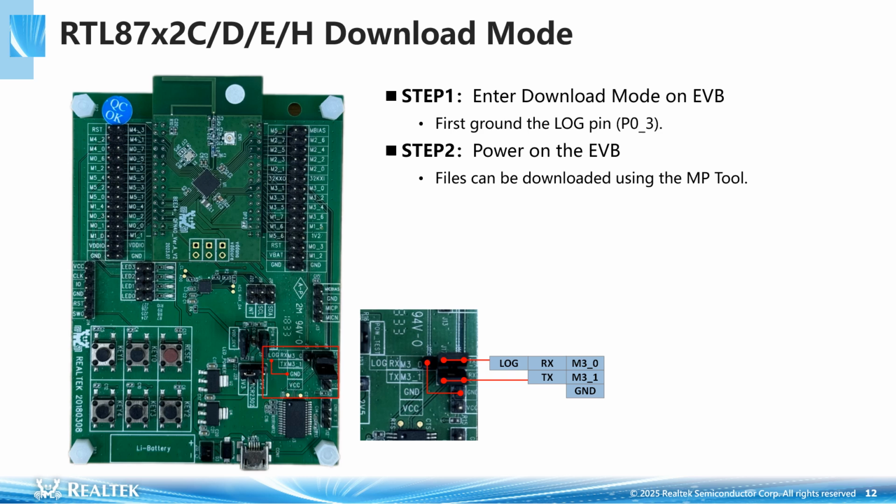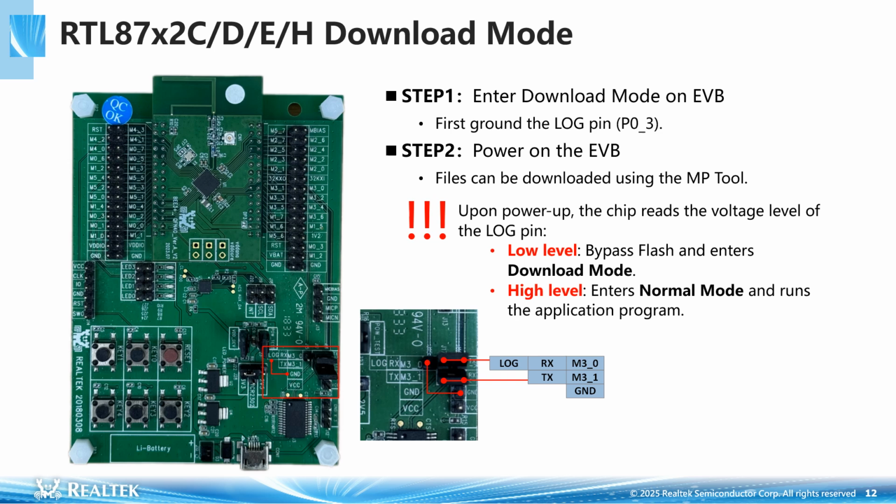The EVB has 2 modes, download mode and normal mode, and users need to use different wiring methods to set the correct mode. Since there are 2 types of EVBs, we will introduce them separately. Firstly, for the EVB applicable to C, D, E, H, to enter the download mode, you need to ground the log pin before powering on the EVB. Then you can download using the MP tool. By default, the log pin is P03.